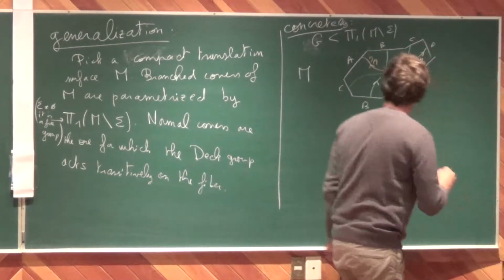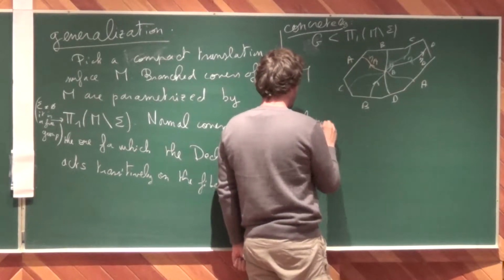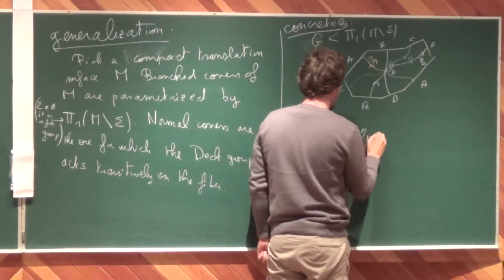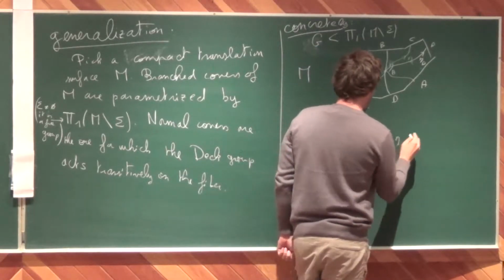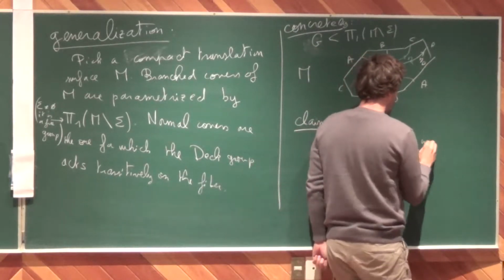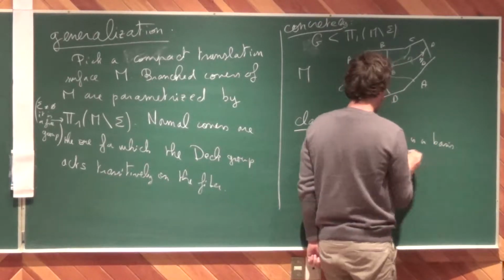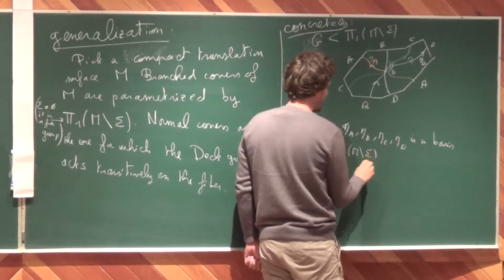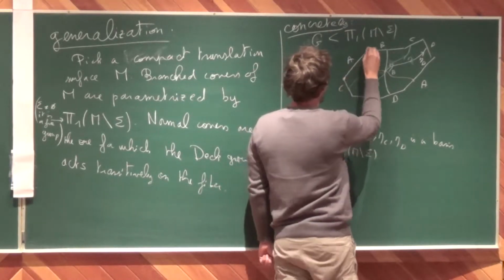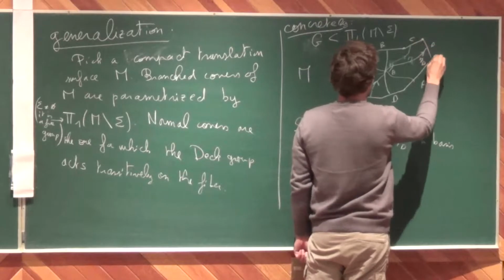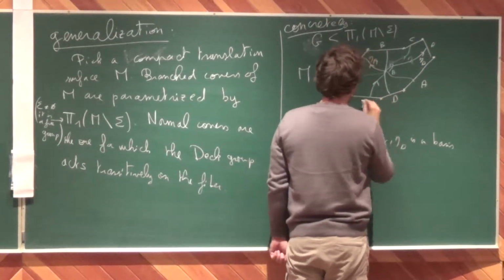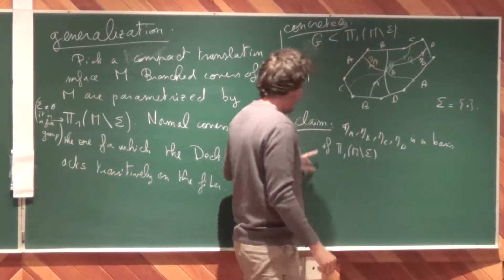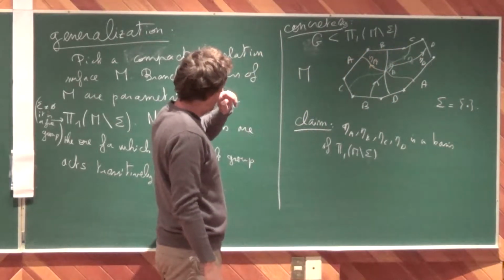And it is easy to notice that theta a, theta b, theta c, theta d is actually a basis of the free group pi1 of M minus sigma, where sigma is the set of singularities. Here I only have one singularity, all these points are the same. And I get a free group on 4 generators.